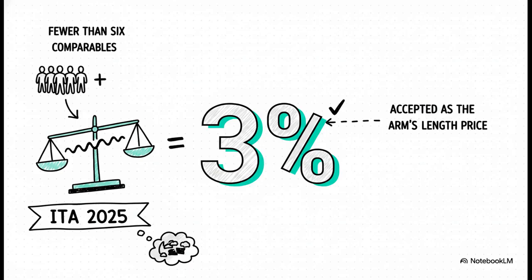But you might be wondering, what if I have fewer than 6 comparables in my dataset? Well, in that case, the percentile range doesn't apply at all. Instead, you just use the arithmetical mean of the comparables. If the variation between your actual transaction price and this mean doesn't exceed 3%, then your price is perfectly acceptable as the arm's length price.